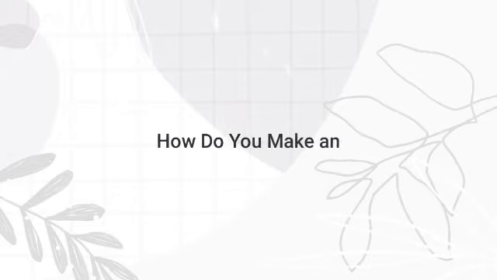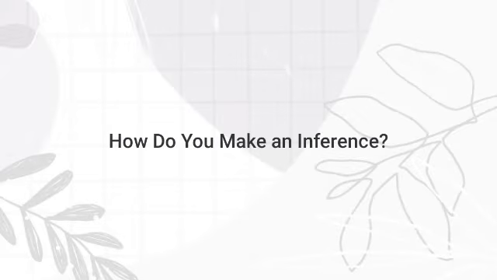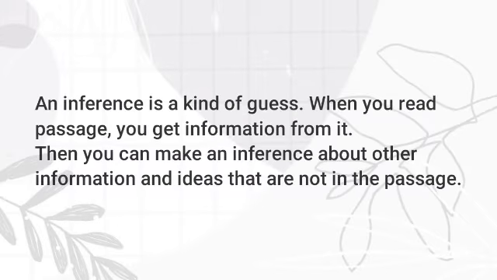A conclusion reached on the basis of evidence and reasoning. And next, how do you make an inference? An inference is a kind of guess. When you read a passage, you get information from it. Then you can make an inference about other information and ideas that are not in the passage.